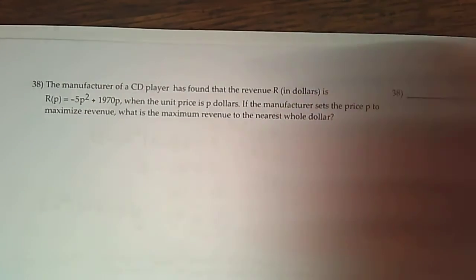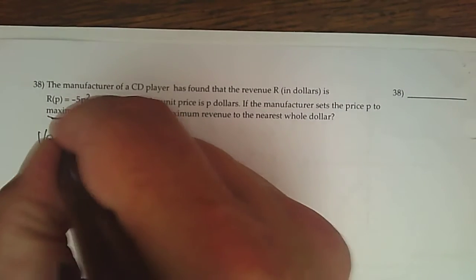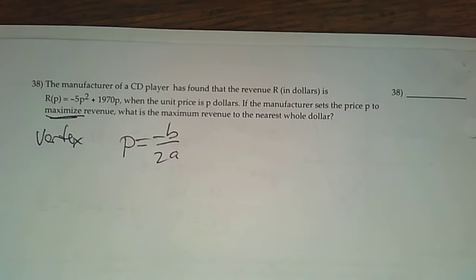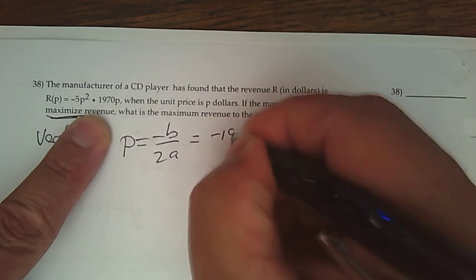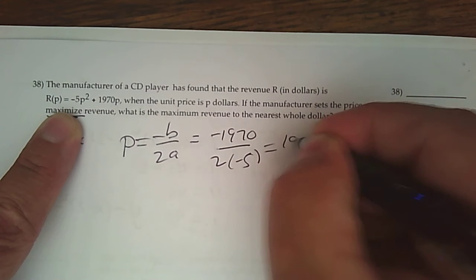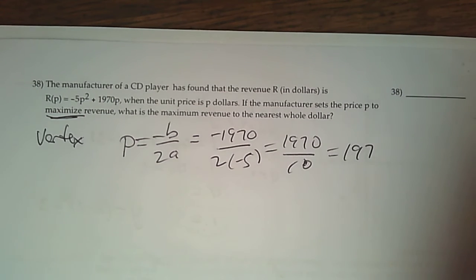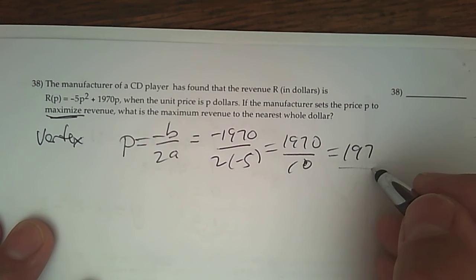So this is a quadratic equation. And the word maximize means I'm finding the vertex. And to find the vertex, I'm going to go negative b over 2a. So if I want to directly find the vertex, that's the formula. In this case, b is 1970. A is negative 5. It looks like you need a calculator, but you don't because you're dividing by 10. So what should the price be per CD? And the answer is $197.